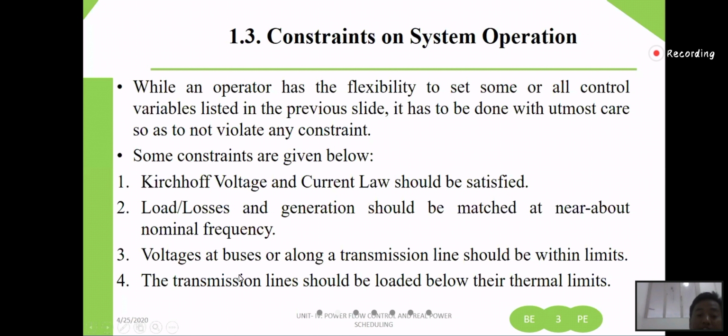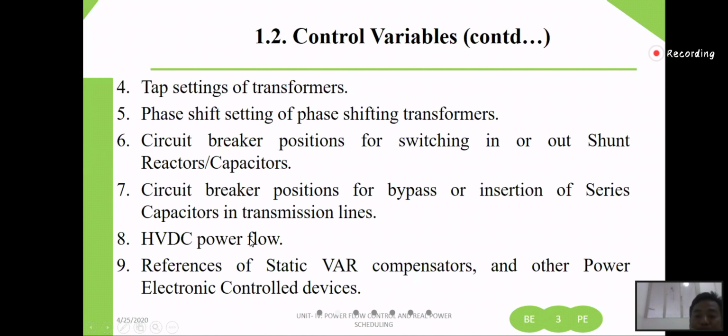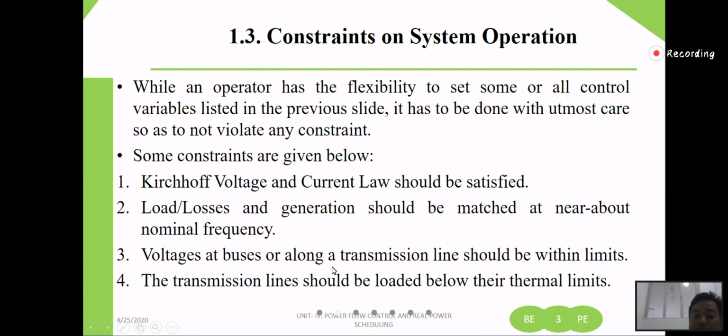Then another one is that voltages at a bus or along a transmission line should be within the limits. Which means when you change this control variable, the voltage at the bus or transmission line should be within the limits. Every device has its limit, plus or minus, so it has to be within that limit. Then the transmission line should be loaded below its thermal limit. It should not be loaded above the thermal limit, which will act as another constraint on the system.